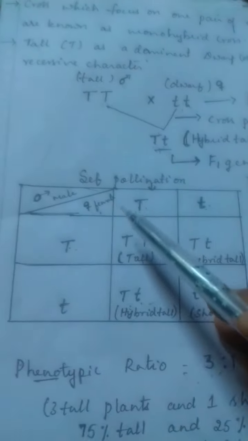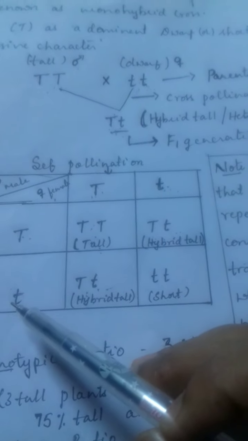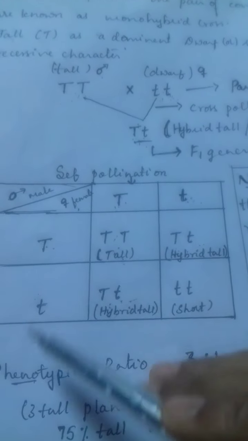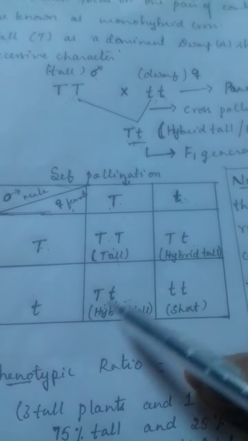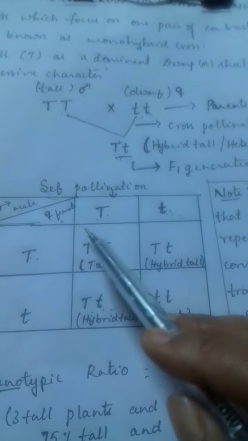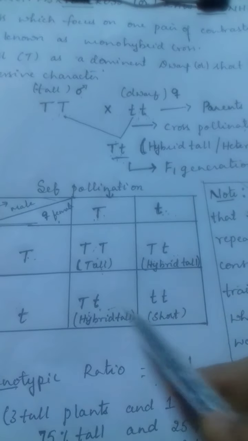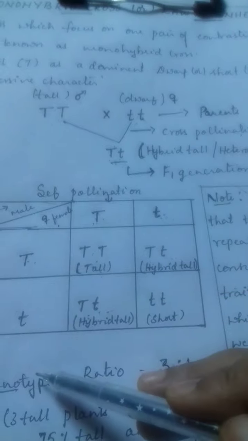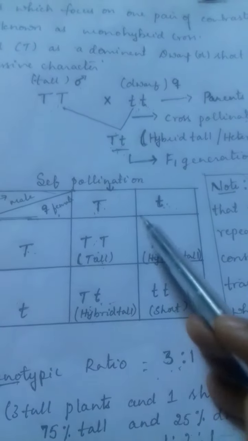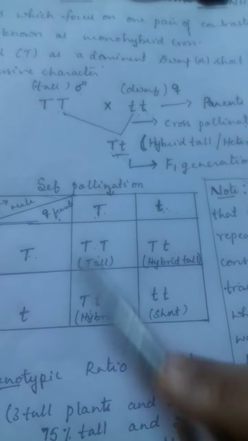In self-pollination, male gametes and female, androecium and gynoecium, have the same characters in the bisexual flower: capital T small t in the androecium, and capital T small t in the gynoecium. When they cross, we always first take capital letters, then small letters. This line is common for these rows and this line is common for these. Capital T T is a tall plant, capital T small t, next capital T small t, next small t t.